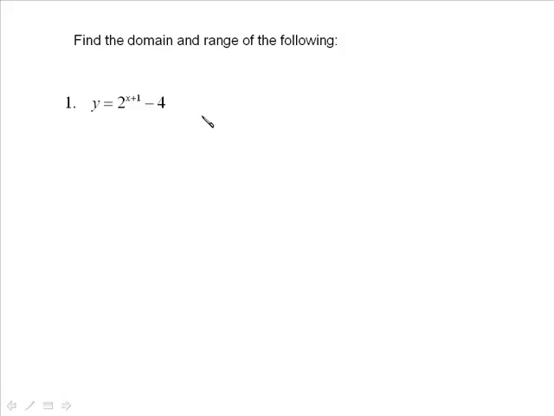things like x and y intercepts. So, to start, let's find the domain and range of the following. y is equal to 2 to the x plus 1 minus 4.